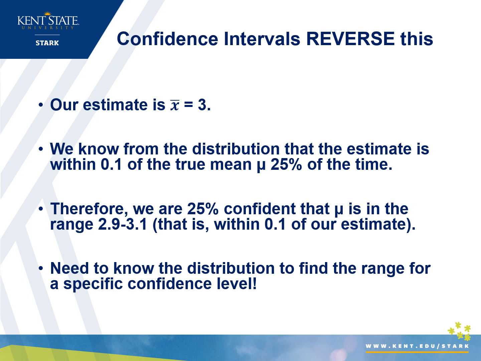So here's an example. Suppose our sample mean from the die rolls is 3. Now we know from the distribution that the estimate is going to be within 0.1 of the true mean about 25% of the time. So we can say that we are 25% confident that the true mean, which we denote by the Greek letter mu, it looks kind of like a U with a tail on the front, is in the range 2.9 to 3.1.